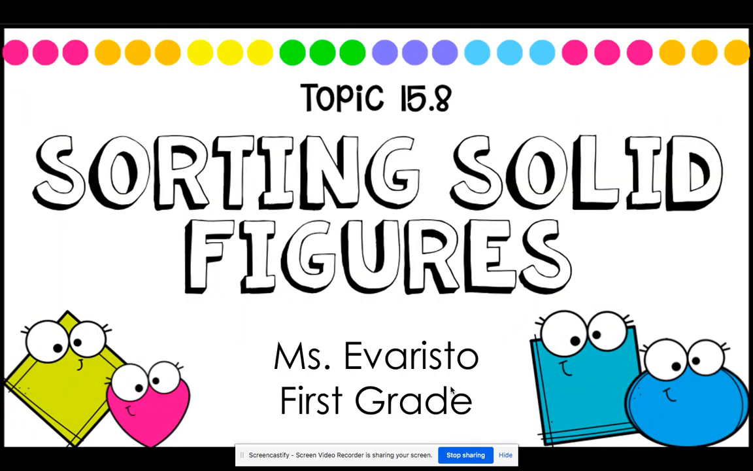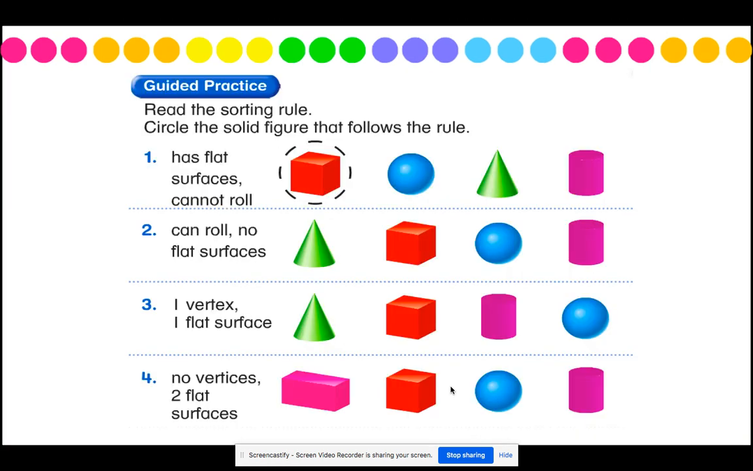All right, let's go into our practice problems to continue practice sorting solid figures. Our first question is already done for us, but let's take a look at it. It says to read the sorting rule, and then we're going to circle the figure that follows that rule. So number one says it has flat surfaces, but cannot roll. Looking at all three shapes in our video, we just said that a sphere, a cone, and a cylinder can roll. And our sorting rule says it has flat surfaces and cannot roll. So the only one that would be is what's circled here, the cube.